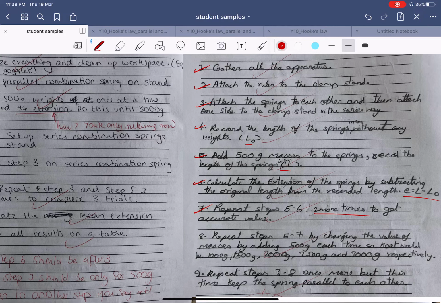So they didn't tell me to arrange my apparatus in series or in parallel in the other combination and then return back to do it 2 more times. No, they were more logical. They told me to repeat it once I already have it this way, and repeat it 2 more times to get accurate values. Now repeat the steps by changing the value of the masses and adding until 3000. Cool, and then repeat everything, but now in a parallel way.